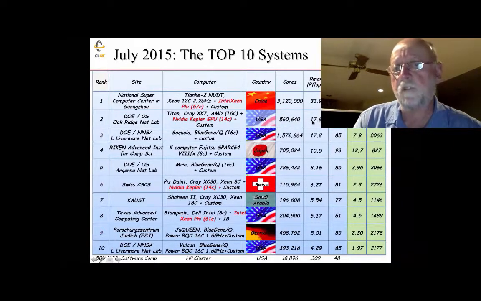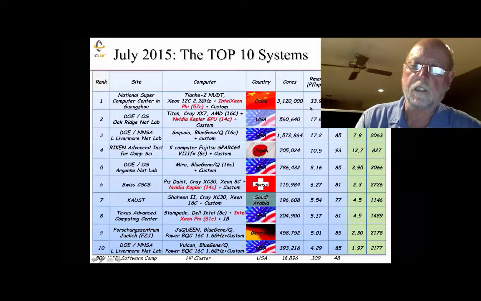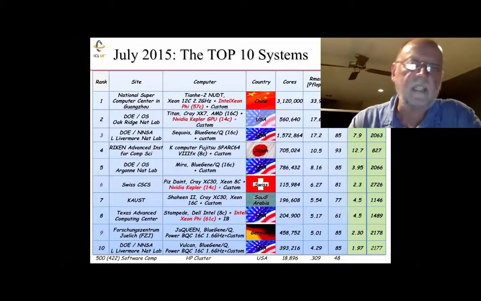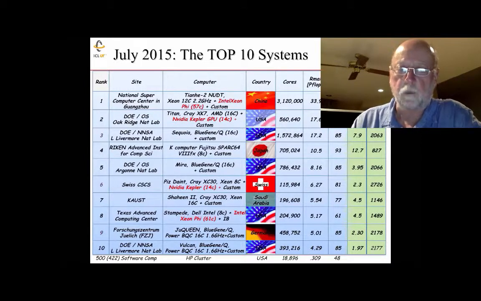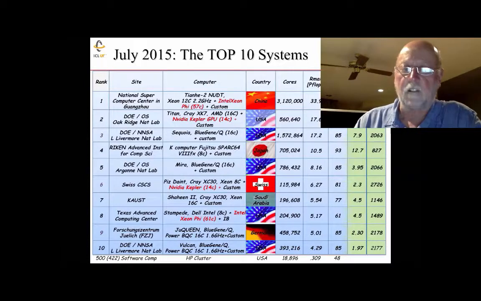Notice that the performance it achieved is about half of the performance of the Chinese machine. In fact, when you add the #2 and #3 machines together, it is a little bit more than the #1 machine. So the #1 machine is very powerful in terms of what it can do. If you scan down the top 10 list, you see China, US, Japan, Switzerland, Germany, and Saudi Arabia rounding out the list.